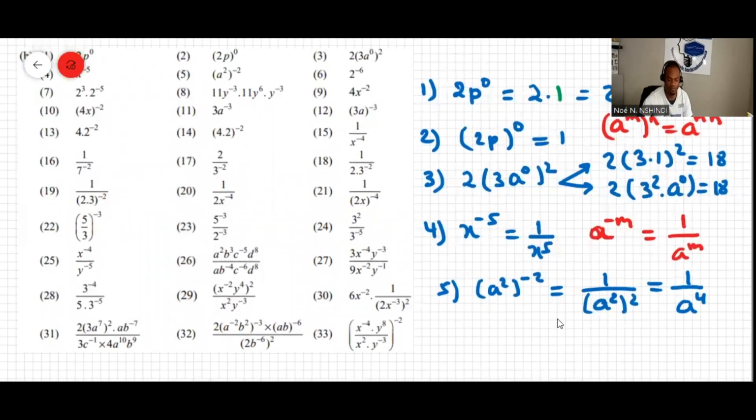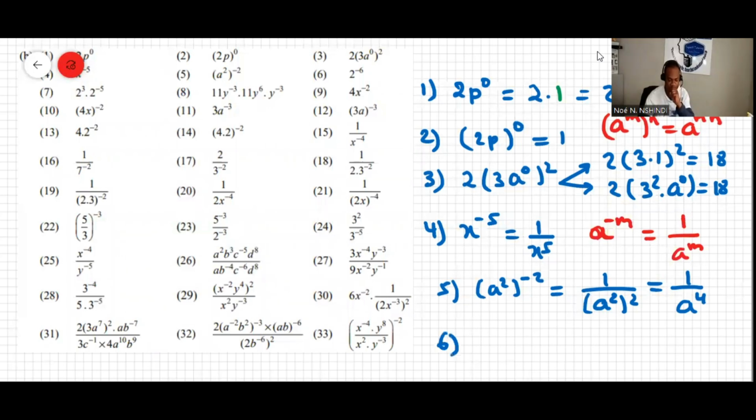Question 6, I'll leave it for you. Even questions 7, 8 and 9, all these questions, I'll leave those questions to practice, and then let's move on to other questions. Let's do question 19. Maybe we should still do some of them.